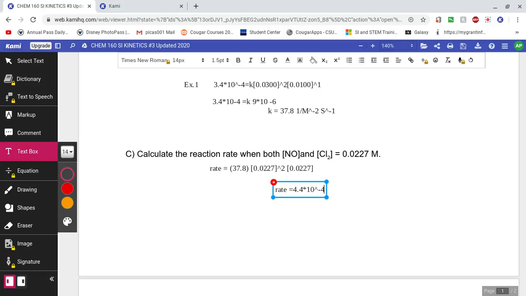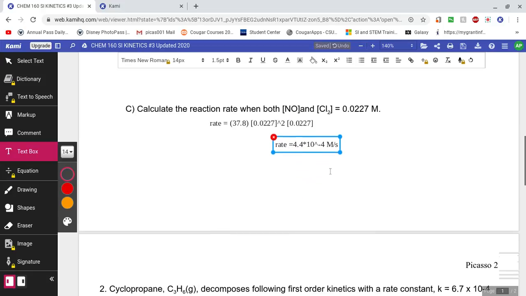Now, rate is always recorded as M over s. Your k value units depend on the order. Since this was third order, it would be 1 over M to the power 2 times 1 over s to the 1. But rate is always measured as M over s.